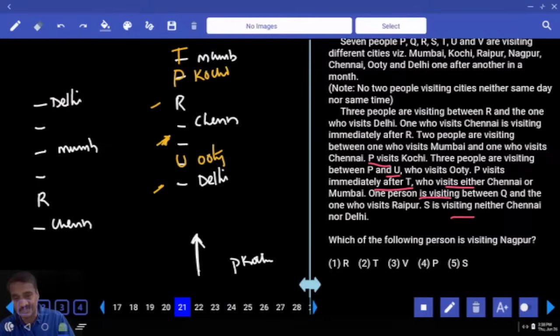S is visiting neither Chennai nor Delhi, and S must be here. If S is here, then where should this Q be? Q must be at the last, Delhi. Q is here, S is Raipur. Now if S is Raipur, then only one more person after P, Q, R, S, T, U and V must be here. Then what is the city left over? Nagpur. Then who is from Nagpur? R is from Nagpur.